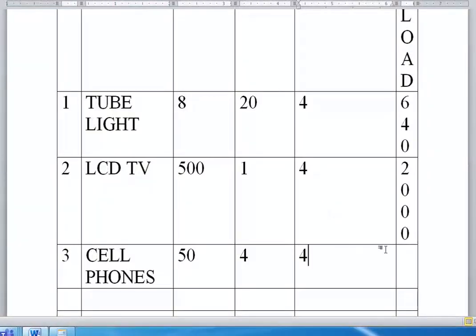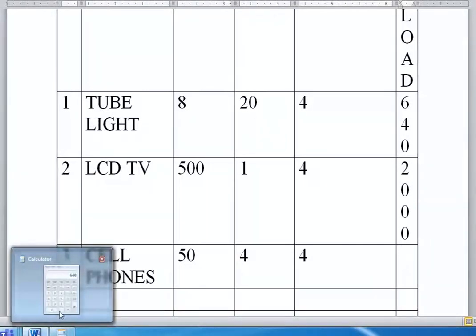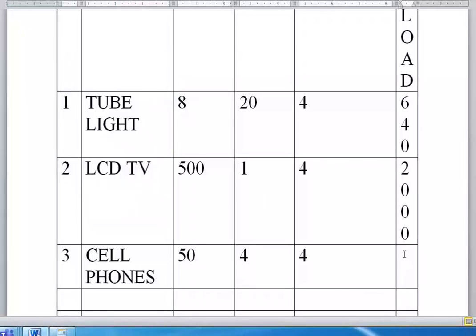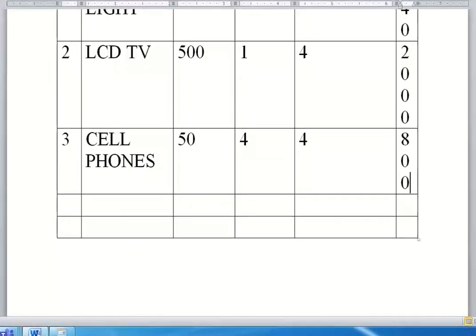So what will happen here, sir? That is 50 into 4 into 4. 50 into 4 into 4 is 16, so this is coming as 800. So this will be 800. 800 is the load. Then you have other gadgets, other equipment.